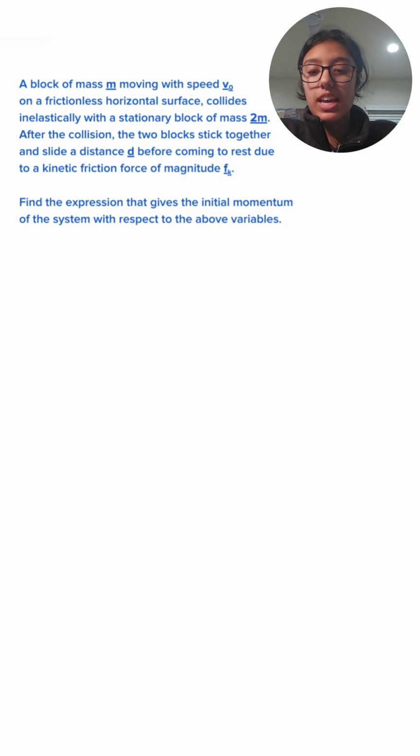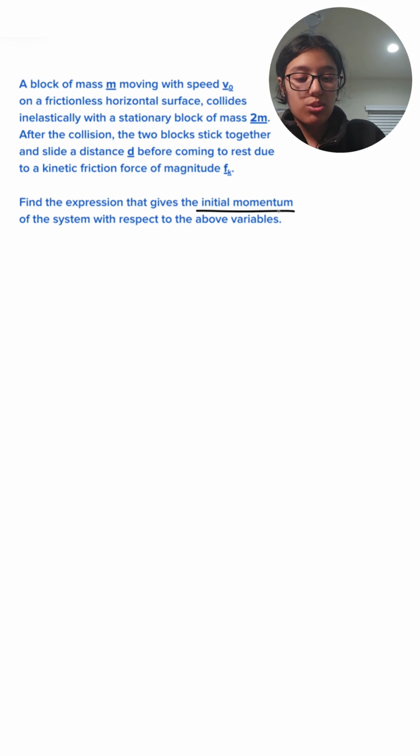A block of mass m moving with a speed of v naught on a frictionless horizontal surface collides inelastically with a stationary block of mass 2m. After the collision, the two blocks stick together, of course since it's an inelastic collision, and slide a distance d before coming to rest due to a kinetic friction force of magnitude f subscript k. Find the expression that gives the initial momentum of the system with respect to the above variables.